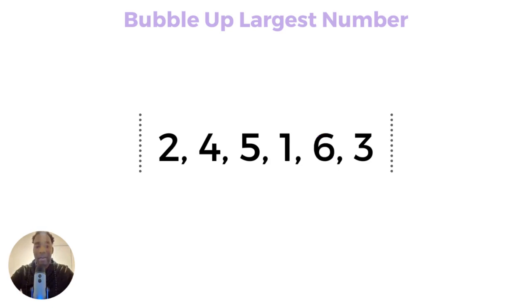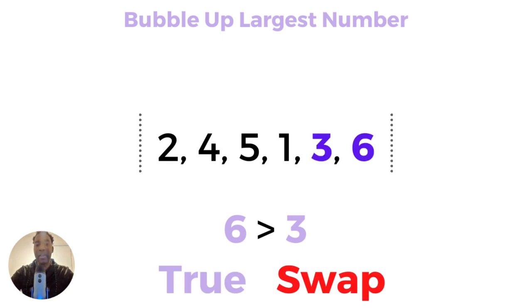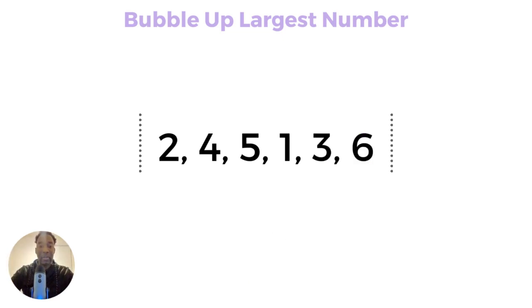Moving along to the next comparison, we have 6 and 3. Is 6 larger than 3? The answer is yes. That is correct, and therefore we swap the 6 and 3, and this is what we have. So now that we've bubbled up the largest number, moving from left to right, the next step is to reduce the unsorted space on the right side, and that's what we do.